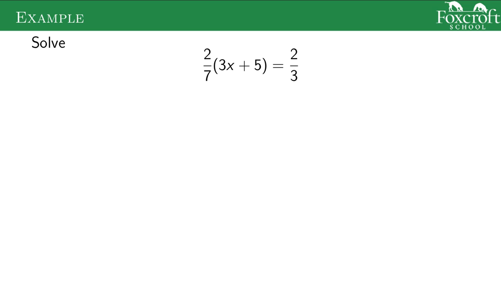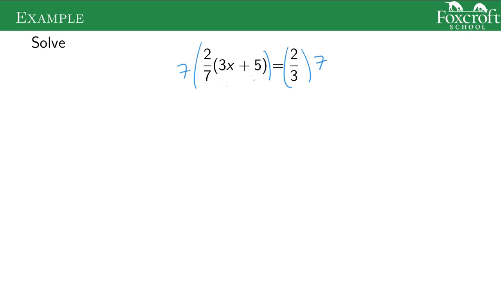All right, so here's an example. 2/7 times 3x plus 5 equals 2/3. So there's a couple different ways you could solve this one. If you want to solve it just like the general way, you would distribute this 2/7 in and then start moving things around. But our goal is to get rid of fractions as soon as possible. So I'm going to start with the biggest denominator we have, which in this case is that 7. So I'm going to multiply everything by 7. So I'm going to multiply the left-hand side of the equation by 7. And I'll multiply the right-hand side of the equation by 7.